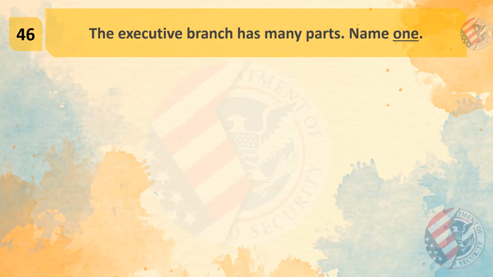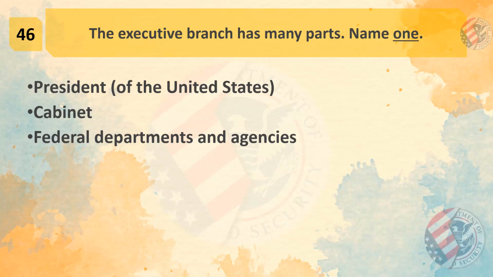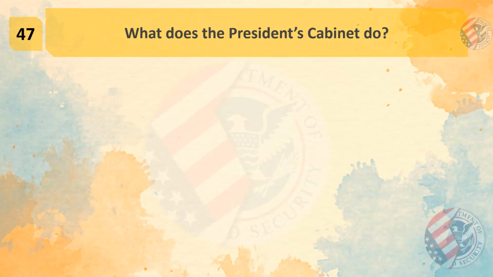The executive branch has many parts. Name one. President of the United States. Cabinet. Federal departments and agencies. What does the President's cabinet do? Advises the President of the United States.